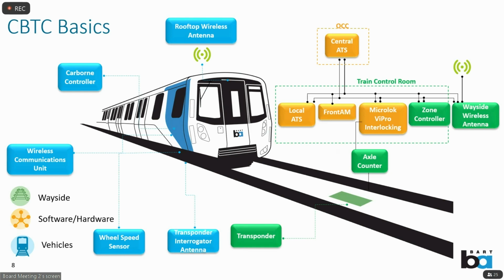Let's start with the basics. Okay, there's 3 areas and equipment identified here on the screen. There's vehicles, software, hardware, and wayside. The colors on the screen correspond to these equipment types and general locations. So looking at the image on the screen, starting with the rail car in the center, it has a computer on board the train. That's called a car-borne controller. This connects all the functions of the vehicle to one computer. There's also an antenna on the roof and a speed sensor on the axles or near the wheels.